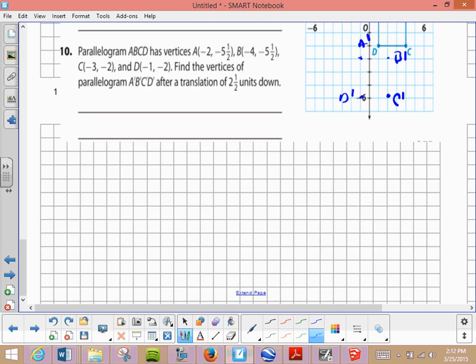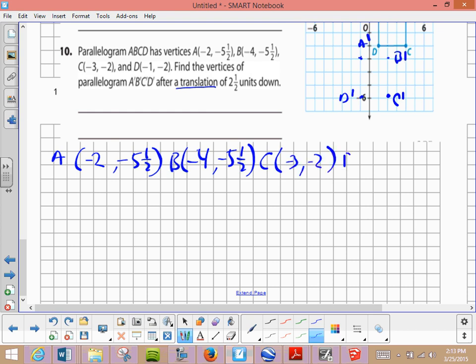So we're doing this one not by graphing, but algebraically. It looks crazy, but I promise you it's not. So let's put these things right here. And we're talking about translation, so we're going to do it this way. A is negative 2 and 5.5, and then B is negative 4 and negative 5.5, and then C is negative 3 and negative 2, and then D is negative 1 and negative 2.